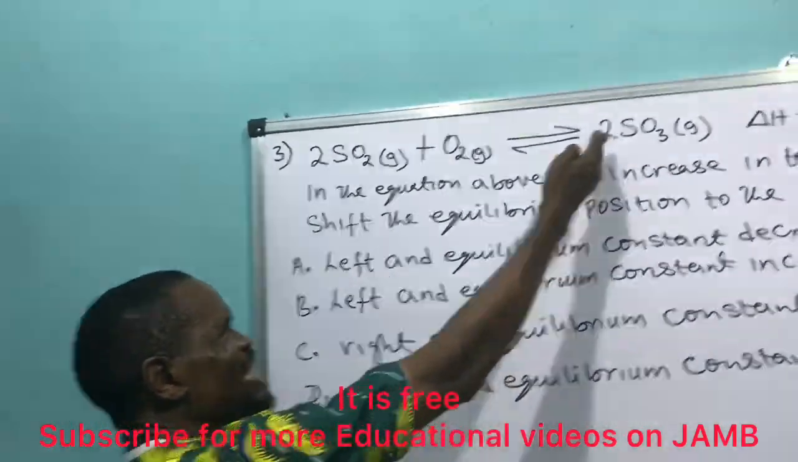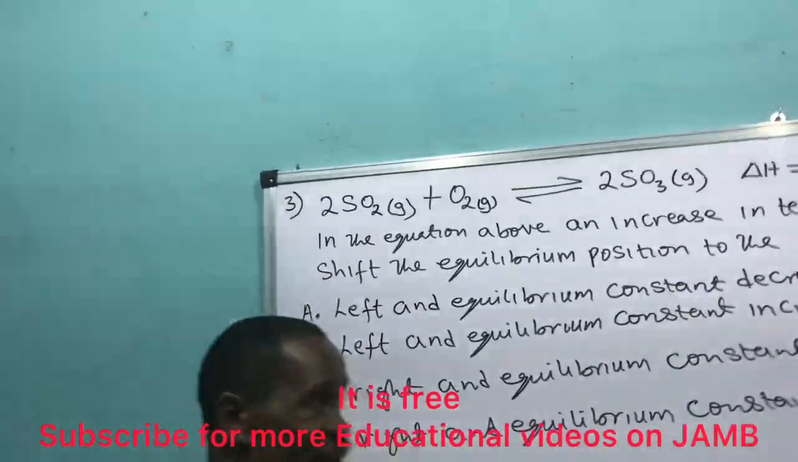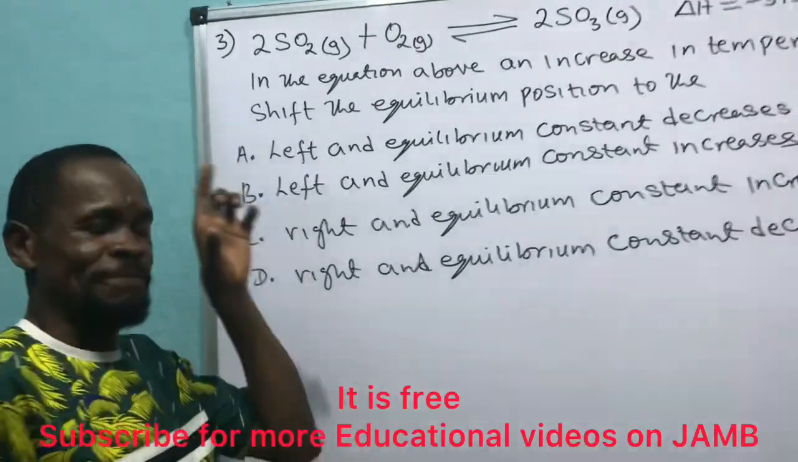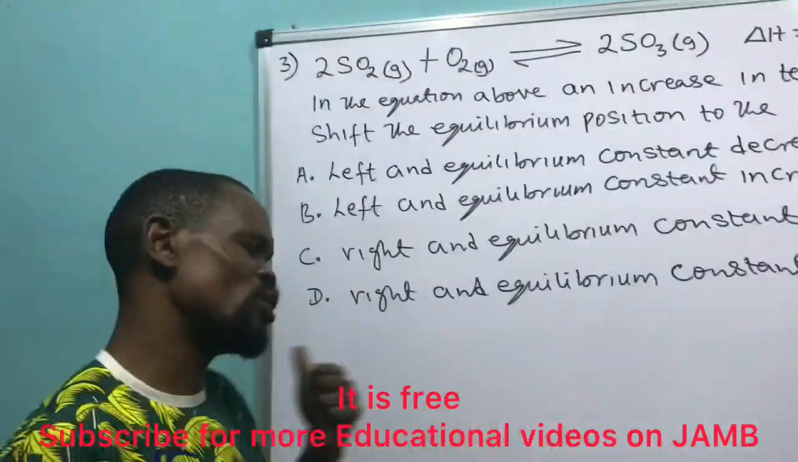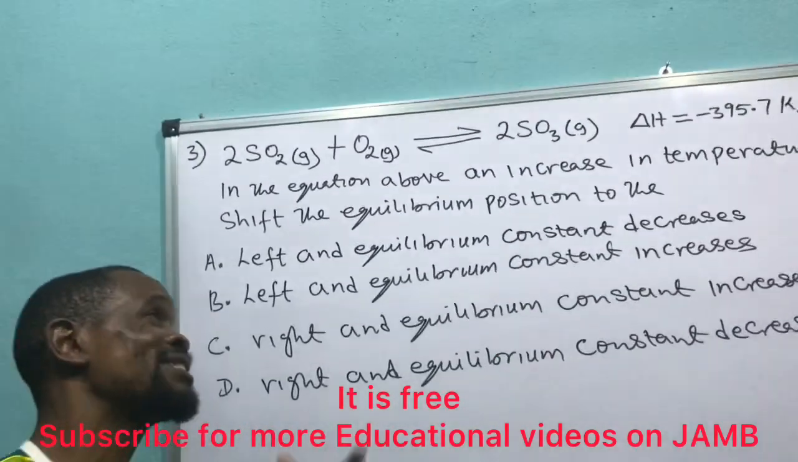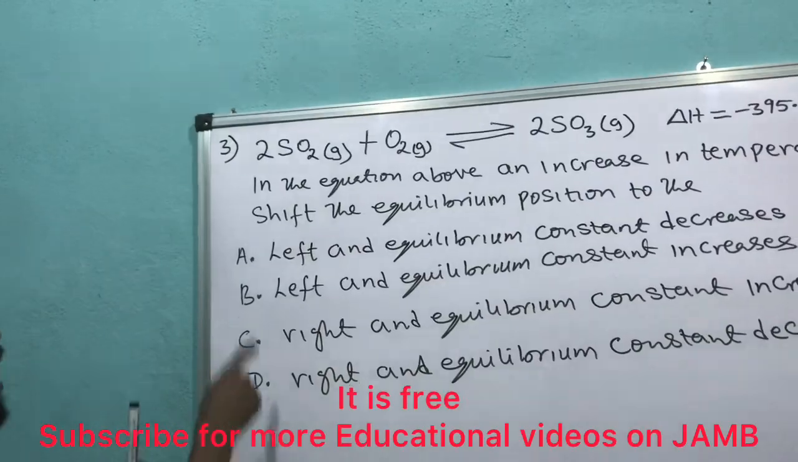The product will start diminishing, going to reactant as you are increasing the temperature. So what happened? The equilibrium position will shift to the left, and the equilibrium constant will decrease. So our option, based on what I've explained now, we'll look at it.